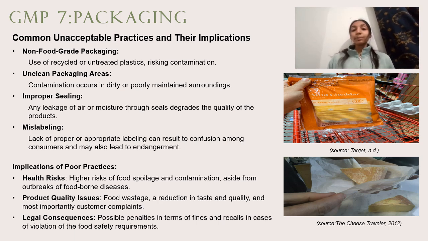So, improper packaging can lead to contamination, which increases the risk of foodborne illness and food spoilage, which is very important. Nowadays, foodborne illnesses are pretty common everywhere. So, health risk is one of the major consequences of poor packaging practices. So, the next one would be the product quality issue.